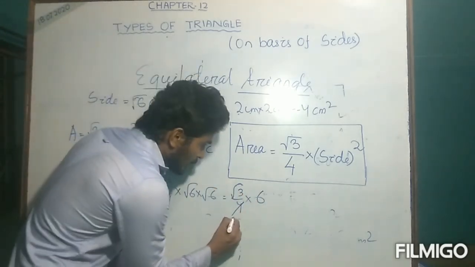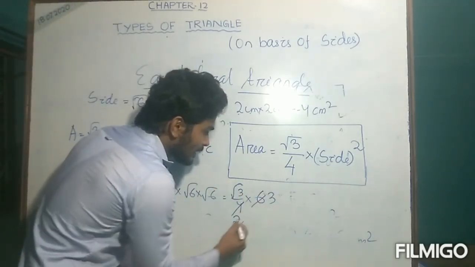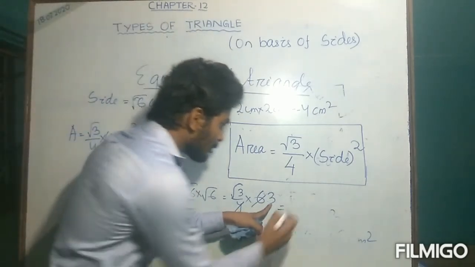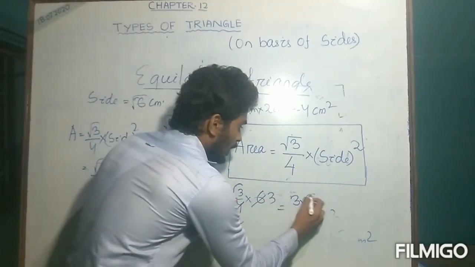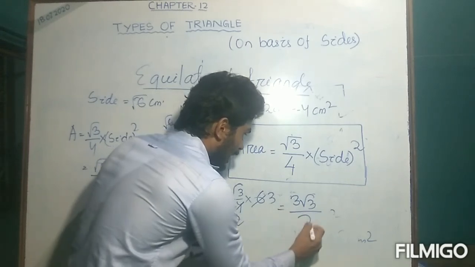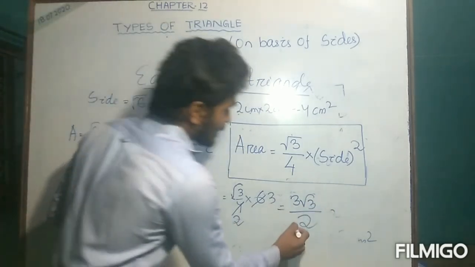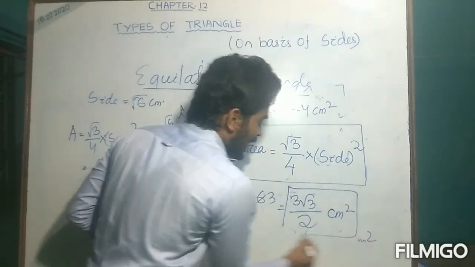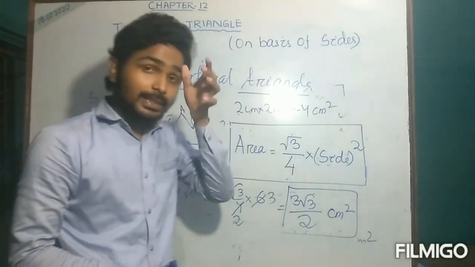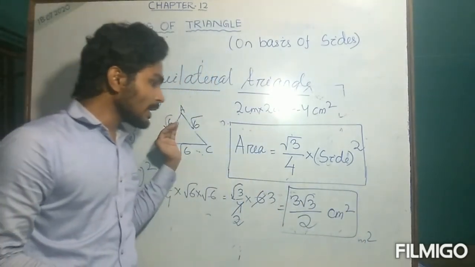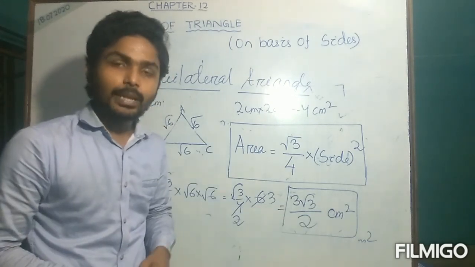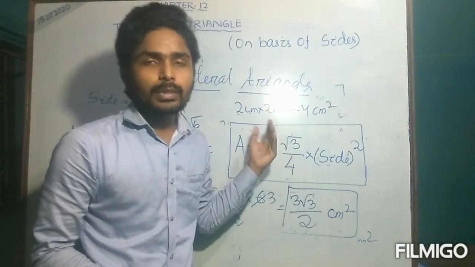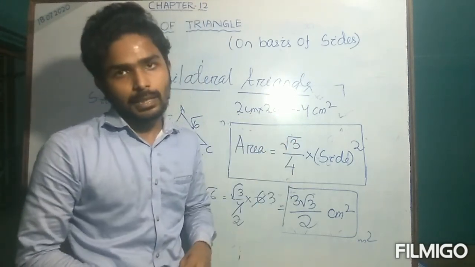Now cancel it. 2 2s are 4, 2 3s are 6. And now the cancellation stops. It will be 3 root 3 divided by 2. This is the denominator part. And this is your area. Now the unit is centimeter square. So the area of the triangle whose side is root 6 centimeter, which is an equilateral triangle, is 3 root 3 by 2 centimeter square. Now you can find out the area of any equilateral triangle whether its side is rational or irrational. Okay.